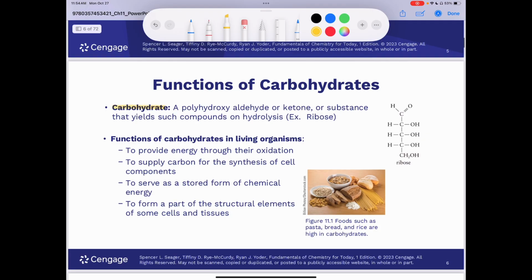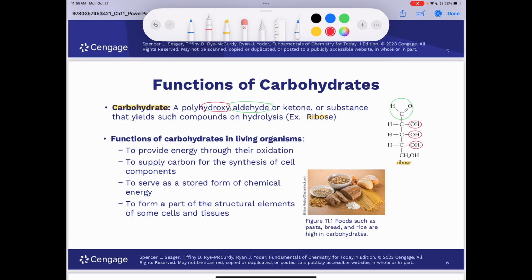Now, if you're wondering what a carbohydrate is, structurally, a carbohydrate is a polyhydroxyaldehyde or ketone, or a substance that yields these kinds of compounds upon hydrolysis. An example of a carbohydrate is this molecule here. This is ribose, and you can see that ribose has an aldehyde in it. And then it says polyhydroxy. Well, are there some hydroxy groups in ribose? The answer is yeah, there's one here, another one here, so one, two, and you can see there's a third one as well.